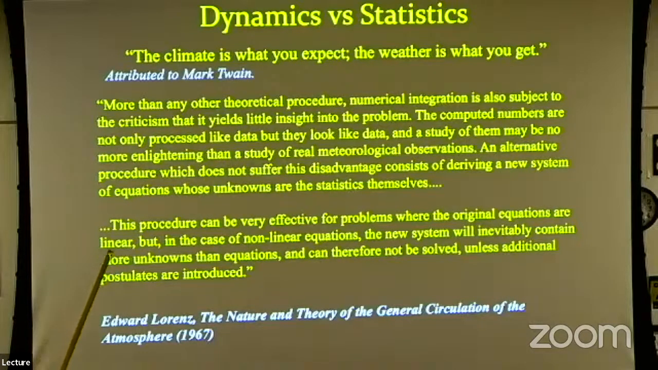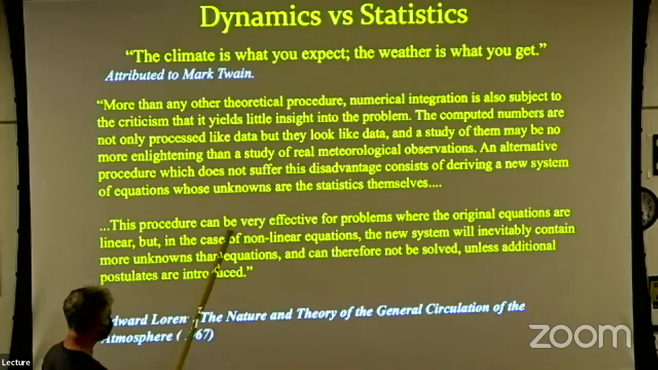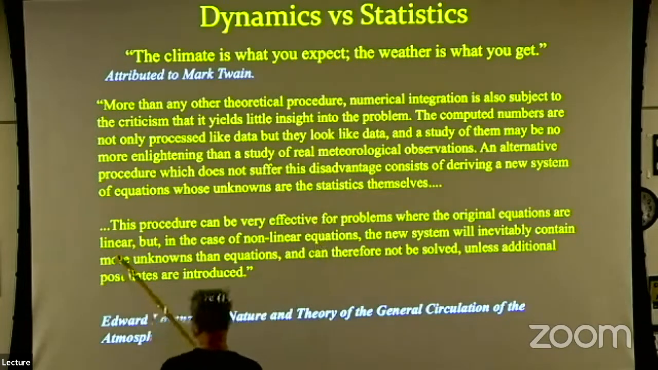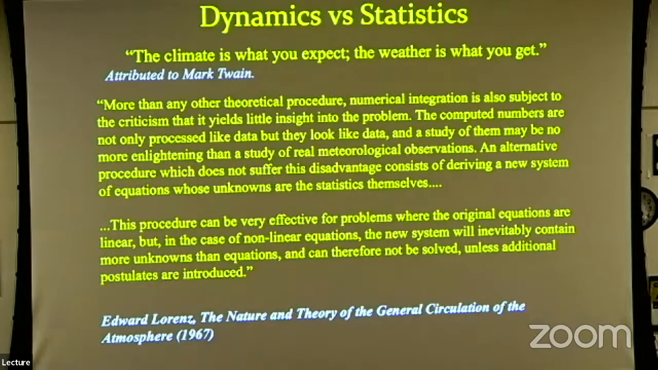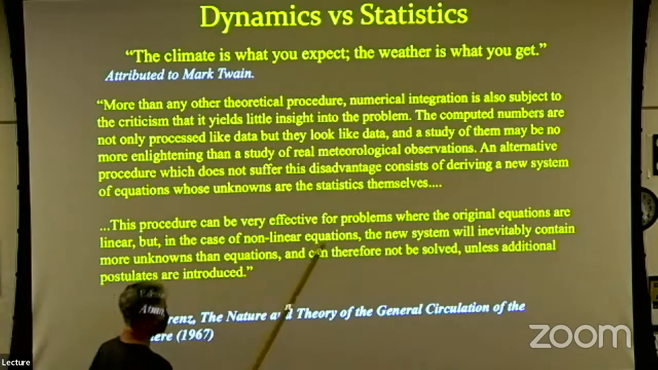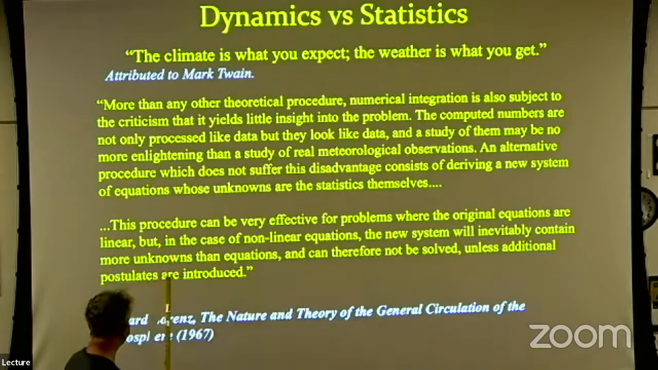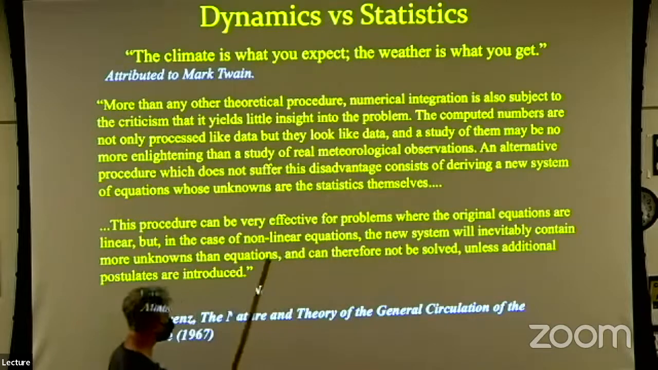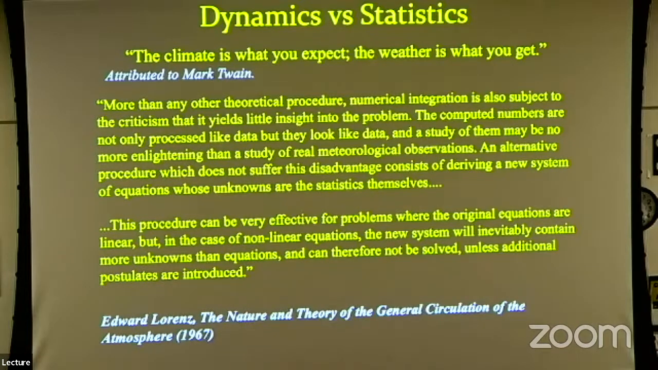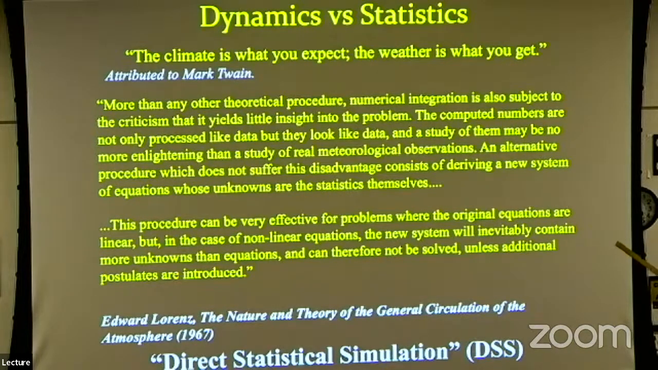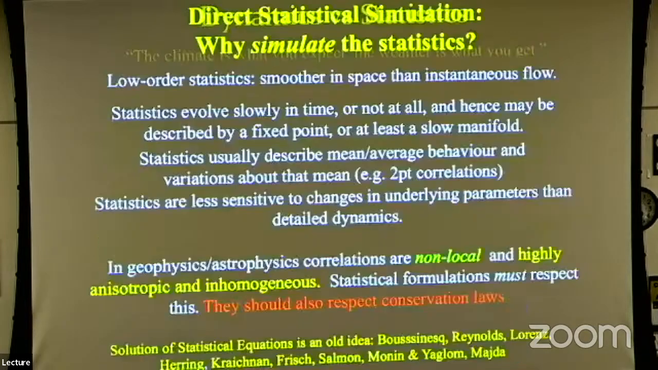It's a nice thing to do, and it's not a new idea, of course. And Lorenz really nails it here. This procedure can be very effective for problems where the original equations are linear, or indeed quasi-linear. But in the case of nonlinear equations, the new system will inevitably contain more unknowns than equations and can therefore not be solved unless additional postulates are introduced. So Lorenz says in 2 paragraphs what I've spent 2.5 lectures trying to say. You know, there you go. This brings forward the idea of using your computer power not to solve for the dynamics, but to solve for the statistics. And we call this direct statistical simulation.